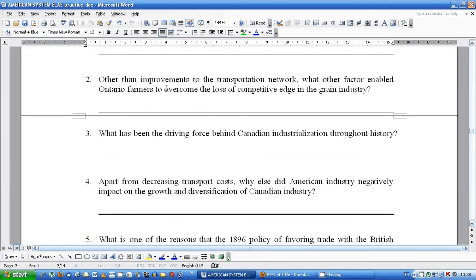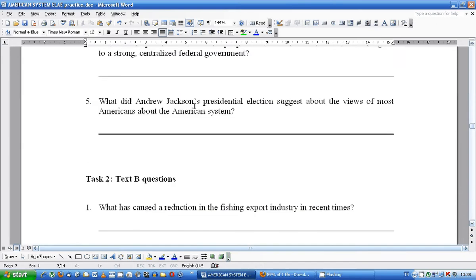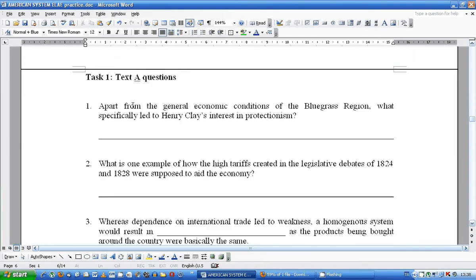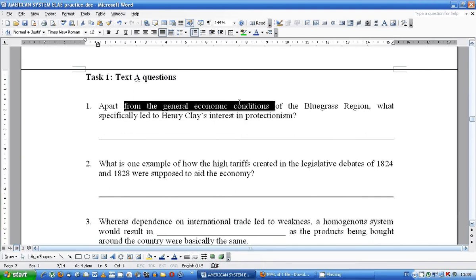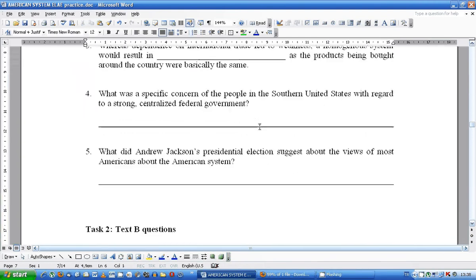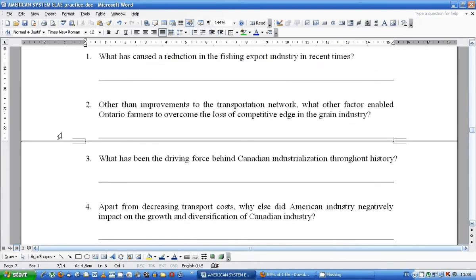Question 2. Alright, remember up in task 1, we had apart from, which meant we were looking for one thing, we weren't looking for the general conditions. Well, here's another thing that you can often see. Other than. This means the same as apart from. Look, we've got another apart from down there in question 4. So other than improvements to the transportation network, what other factor enabled Ontario farmers to overcome the loss of competitive edge in the grain industry?